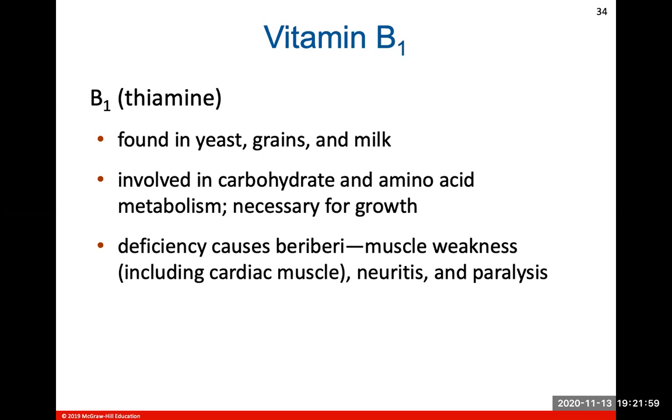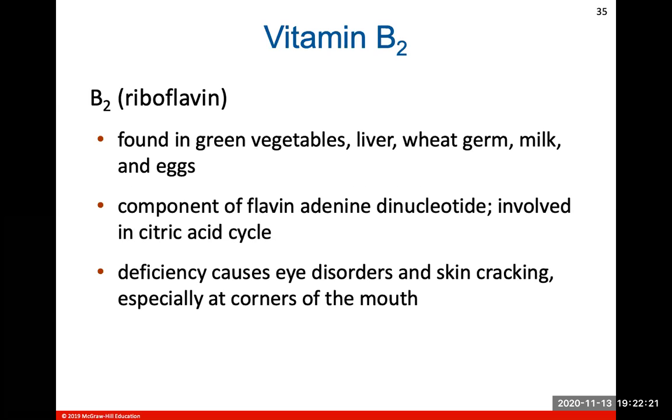Vitamin B1, also known as thiamine, is found in yeast, grains, and milk. And this vitamin is involved in carbohydrate and amino acid metabolism, very necessary for growth. Deficiency causes beriberi, which is a muscle weakness, including your cardiac muscle, neuritis, which is an inflammation of your neurons, and paralysis.